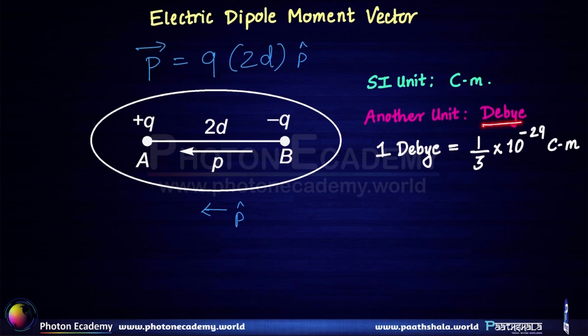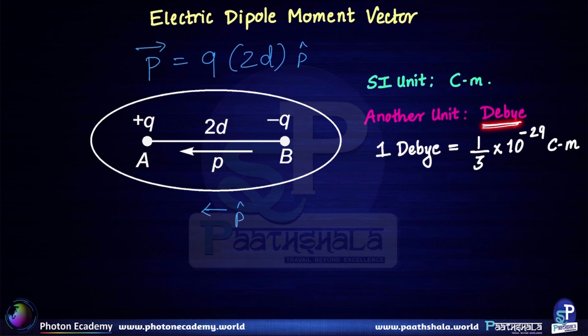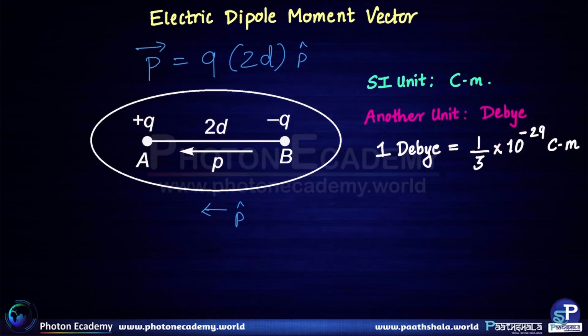Debye was the scientist who was associated with studying dipoles, and debye is another unit of dipole moment. 1 debye happens to be equal to 1/3 into 10 raised to minus 29 coulomb meter. Now this, we will observe, is very small, and it is because we usually deal with atomic dipoles.